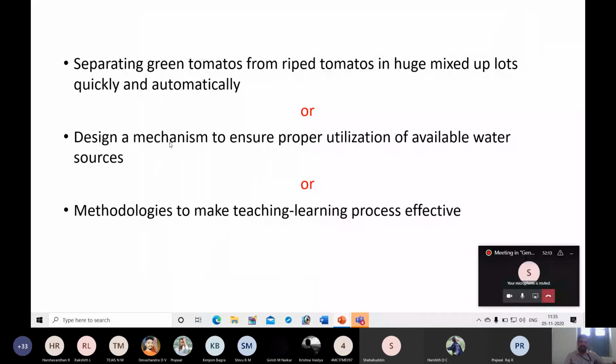Next, design a mechanism to ensure proper utilization of available water resources. This is a very complicated problem, and it is a problem related to civil engineers. Next, methodologies to make the teaching learning process effective. This partially we did. I asked your suggestions, that is what you like and what you dislike in online lectures, all those things we discussed. That is also part of improving the methodologies to make the teaching learning process effective.